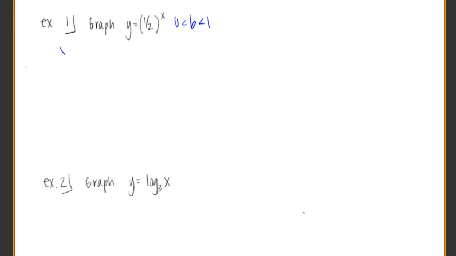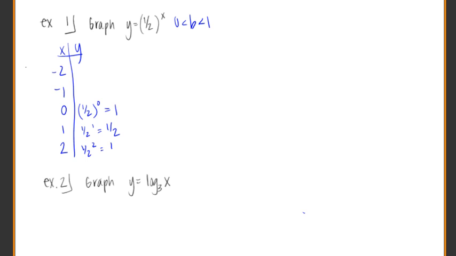But how we're going to graph it, let's just pick some x and y values. So how about -2, -1, 0, 1, and 2? Okay. Well, obviously, let's start with the easiest one. (1/2)^0. Anything to the 0 power is 1. (1/2)^1 is just 1/2. And (1/2)^2 is going to be 1/4. It's 1 times 1 and 2 times 2.